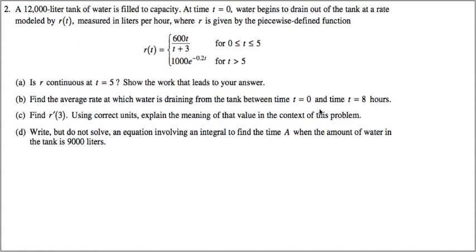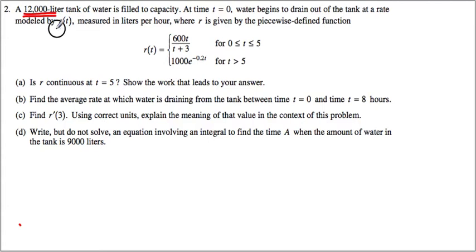Hello, so let's look at number 2 from year 2011, Form B. I'm going to give you a little bit of time to look at the question first. So here we have, when time t equals 0, filled to capacity, that means the initial value was 12,000.